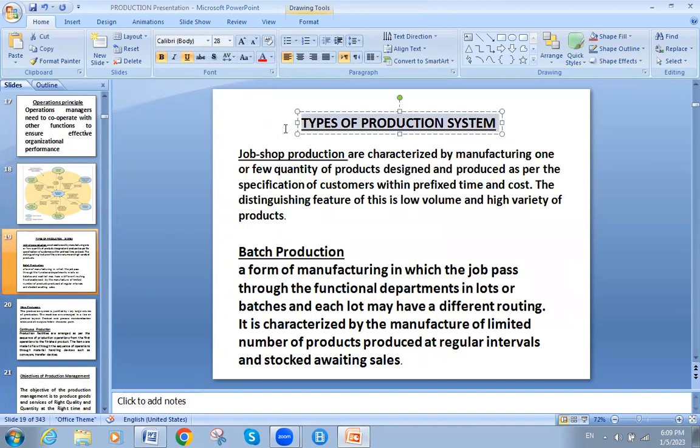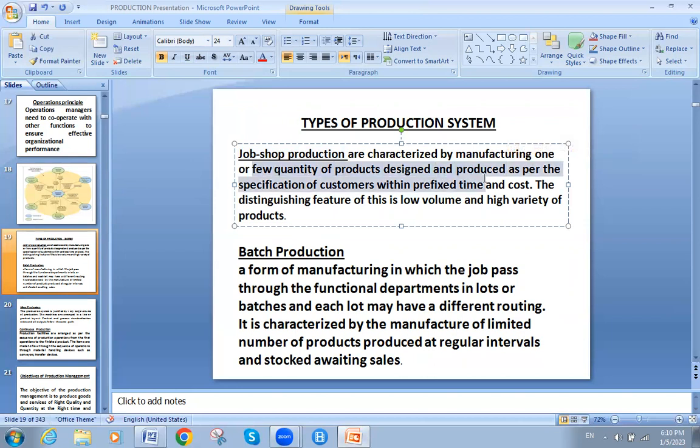Types of production system. We came to a very important topic now, the types of production system. The first one of those is job shop production. It's characterized by manufacturing one or a few quantity of products designed and produced as per the specification of customers within prefixed time and cost.